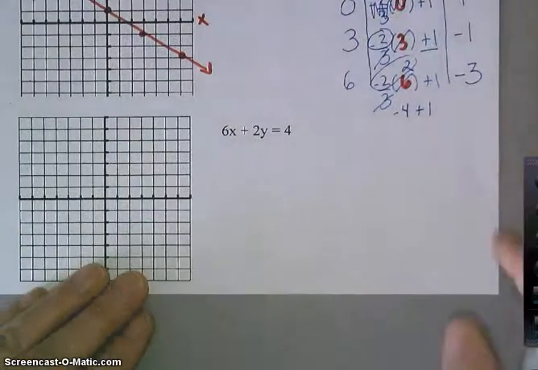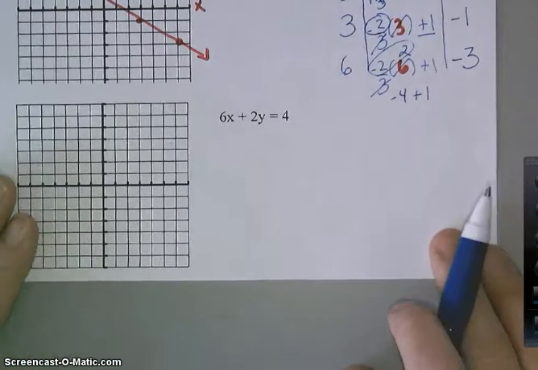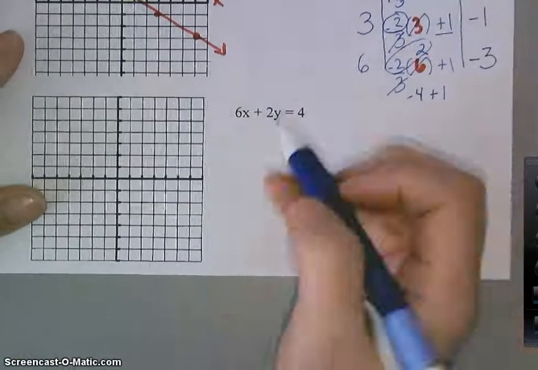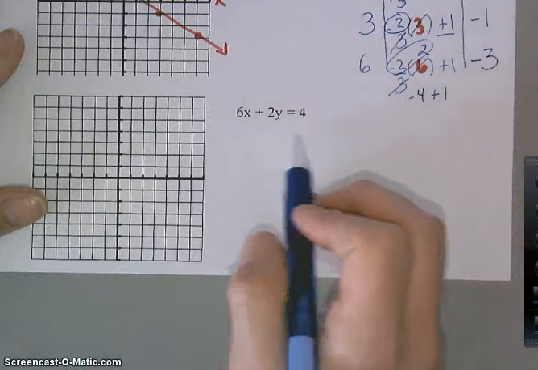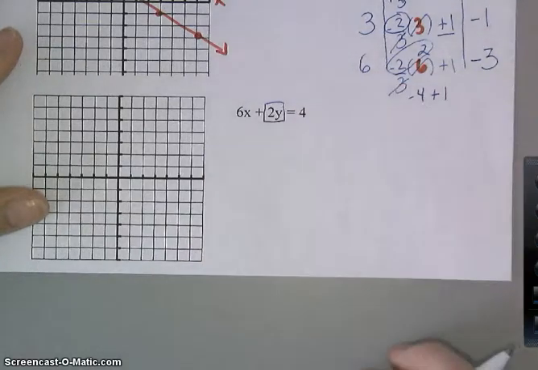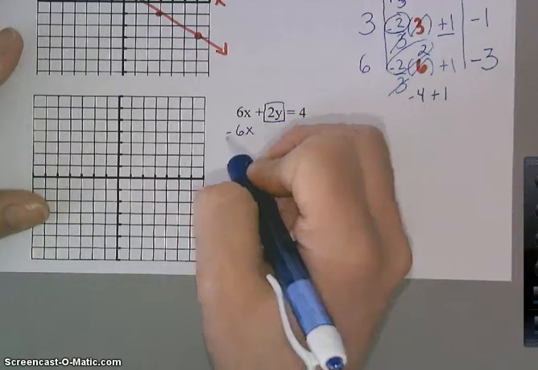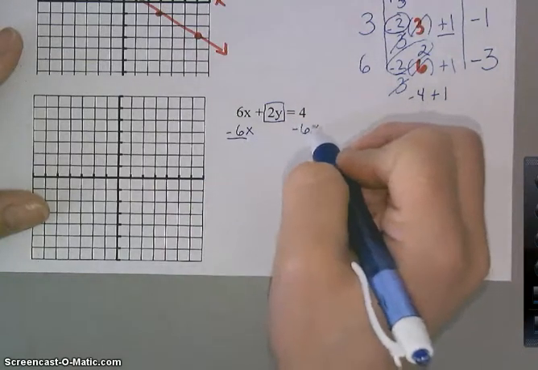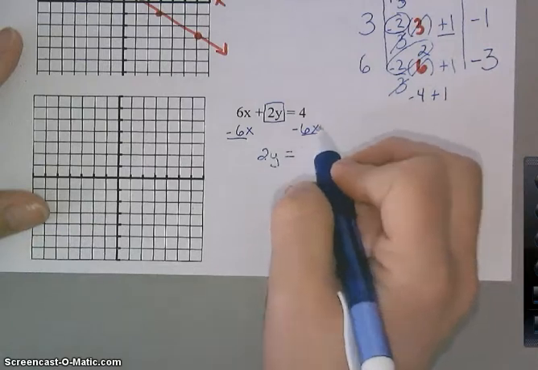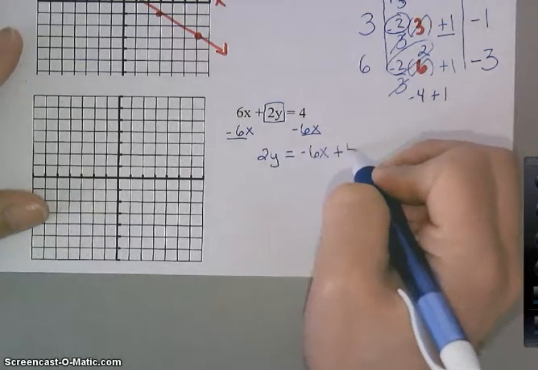This one, we're not going to have a lot of problems like this, but this is a challenging problem, and you will see this a little bit later in Algebra 1, but I want to introduce you to it a little bit now. So here, if you solve this for y, I need to get that y by itself. So the first thing is we need to subtract 6x from both sides. So now I'm left with 2y equals, and remember we write our x first, negative 6x plus 4.